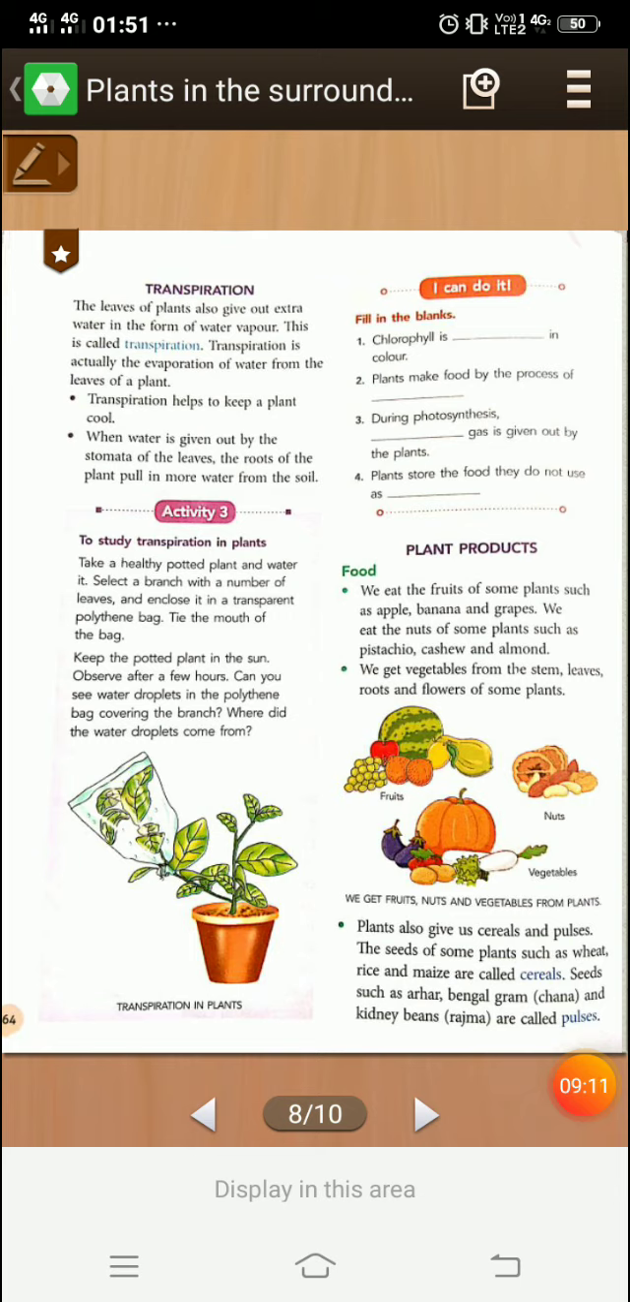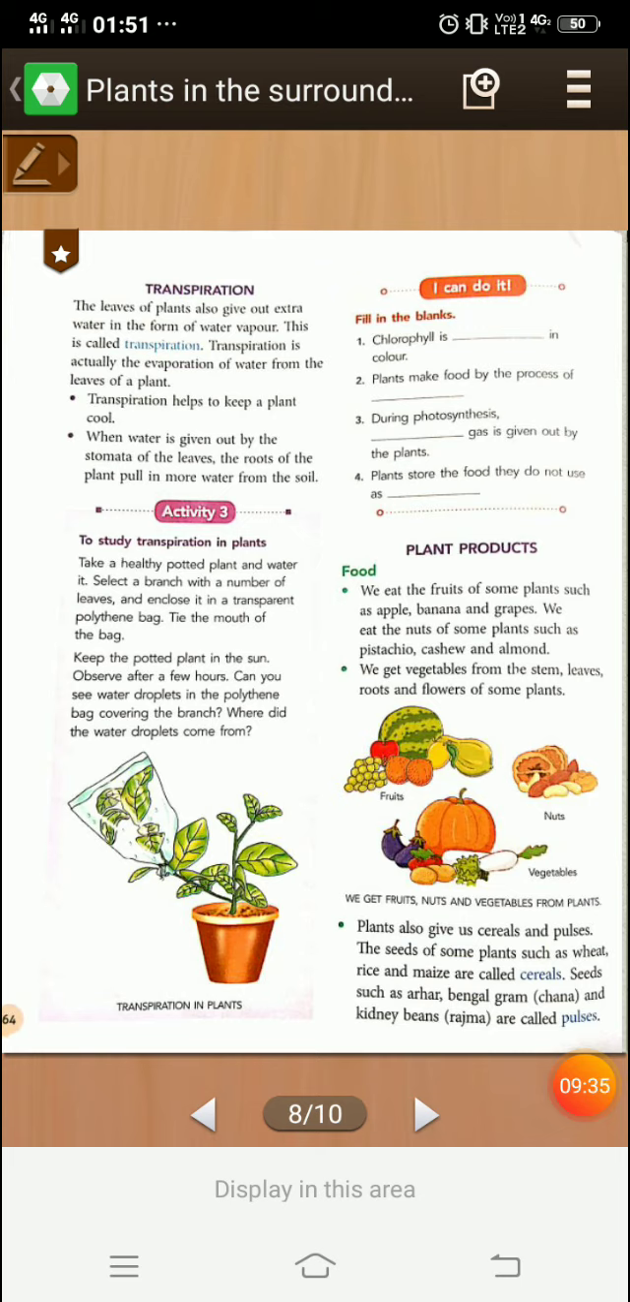Again, if we talk about the different plant products, first we'll talk about the food products that we get from the plant. Point number 1, we eat fruits and vegetables. Now where do we think they come from? Basically they come from the plants. Point number 2, we get vegetables from the leaves, roots and flowers of some plants. So basically they are from plants as well.